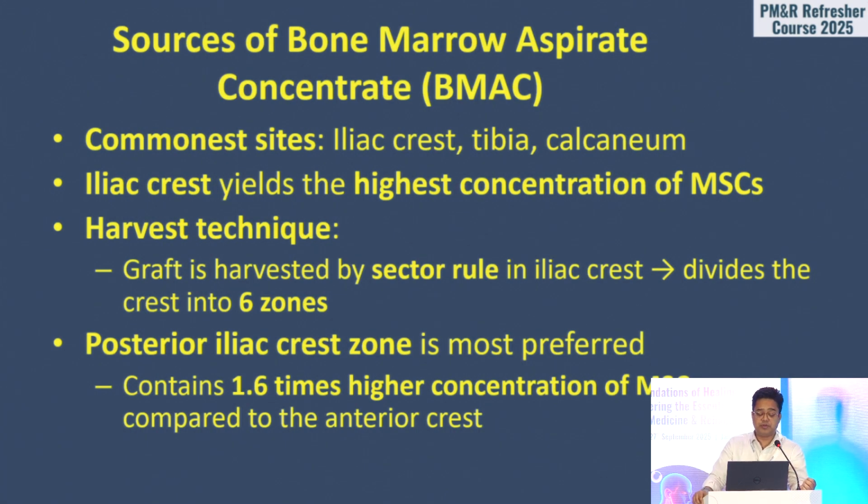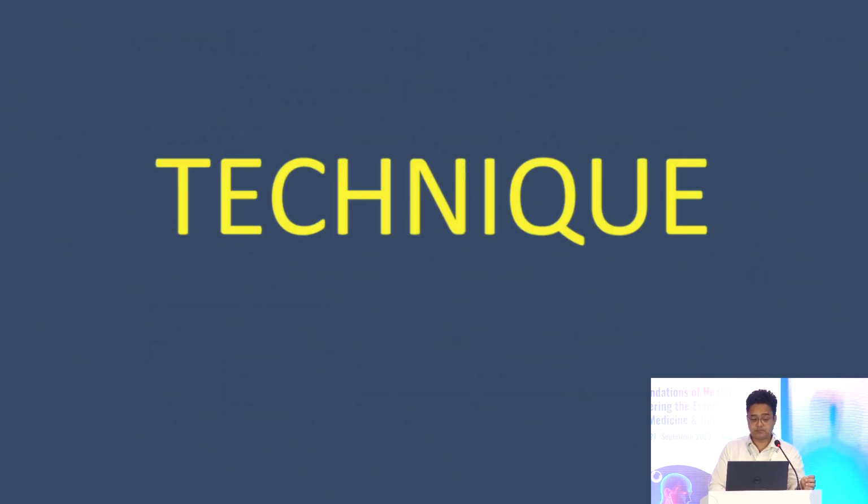Sources of bone marrow aspirate concentrate. The commonest sites are iliac crest, tibia, and calcaneum. Iliac crest yields the highest concentration of MSCs. For the harvest technique, the graft is harvested by the sector rule in the iliac crest, dividing the crest into 6 zones. The posterior iliac crest zone is the most preferred site. It contains 1.6 times higher concentration of MSCs compared to the anterior crest.